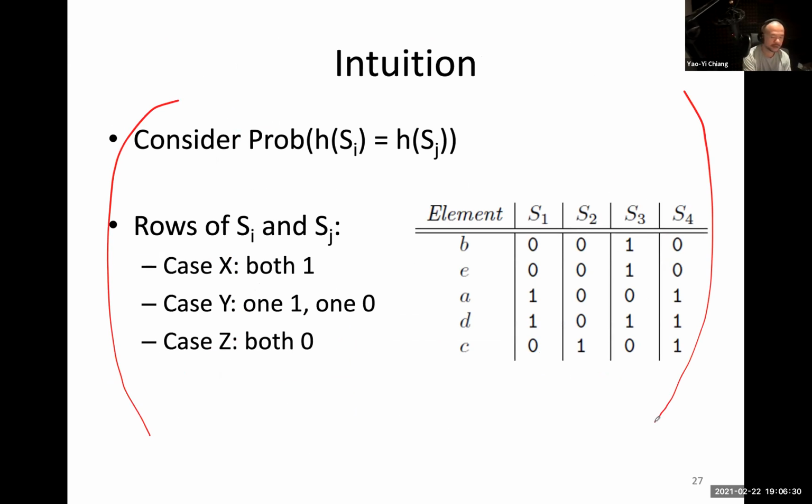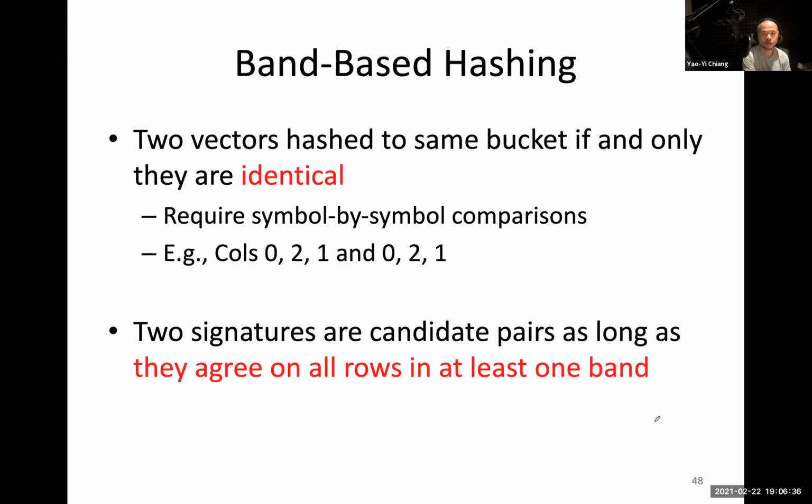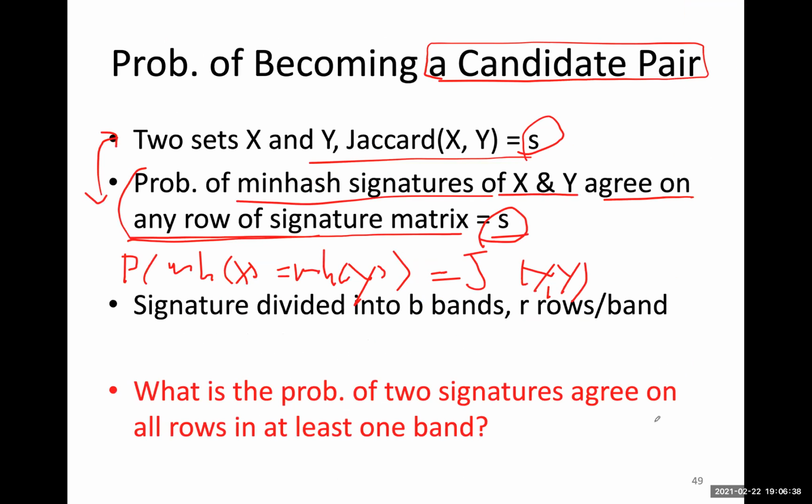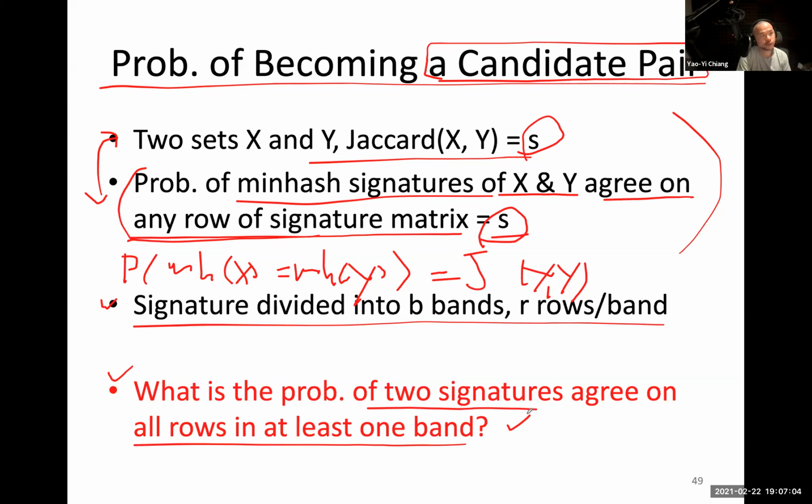So why is this important? Well, let's look at this LSH. If we agree on this, now let's look at what is the probability of two signatures becoming a candidate pair. So signatures are divided into B bands, R rows per band, right? Exactly like what we did on the whiteboard. What is the probability of two signatures agreeing on all rows in at least one band? Well, we can calculate this probability based on S. Let's look at how we calculate.